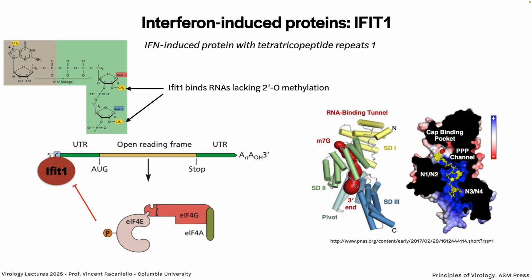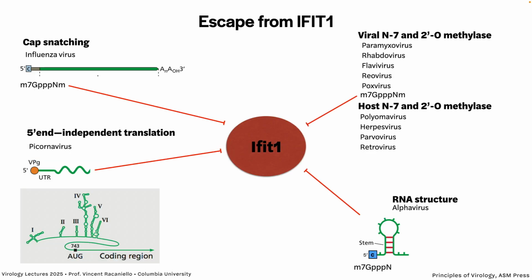And on the right are 2 structures that illustrate that are very nice. Here's the structure of IFIT1, and this is the cap fitting inside of it, that red blob. And on the right is a cross-section of the solid structure, and you can see it's binding the cap with the little red dot there, and then a few other bases of the RNA. So basically, it blocks the RNA from being translated.